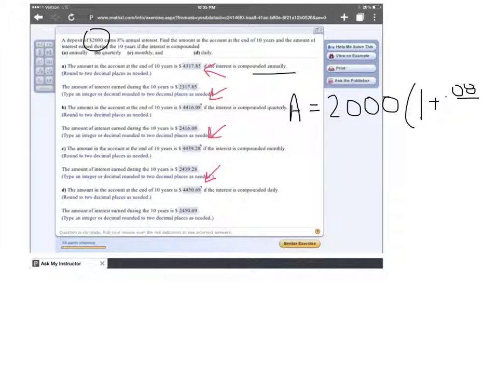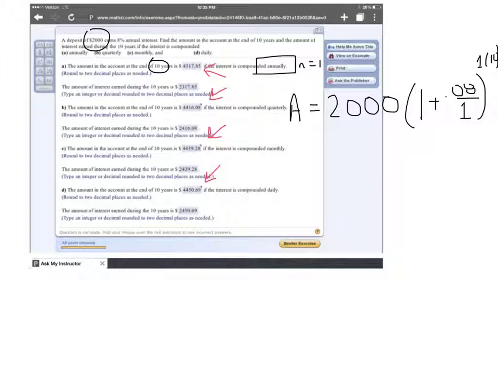Now we're working on this first one, so compounding annually, n would equal 1. So even though 0.08 divided by 1 is just 0.08, we'll still keep it in there. And then our exponent would be the number of compounding periods times the number of years. And it looks like here we're using 10 years, so it would be 1 times 10. So go ahead and take a second and plug this into your calculator.